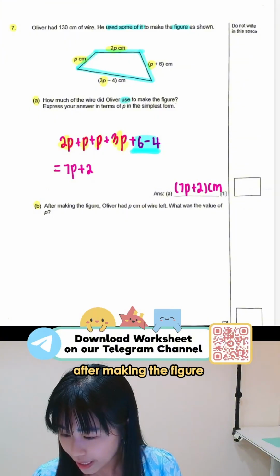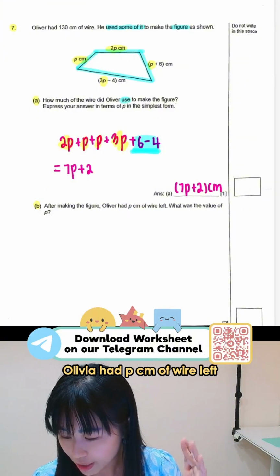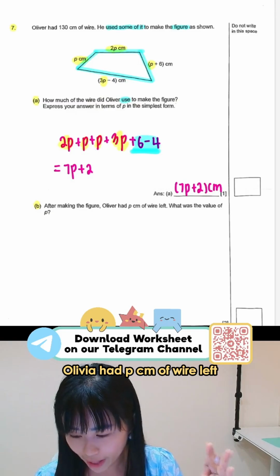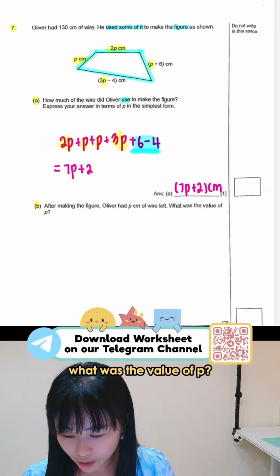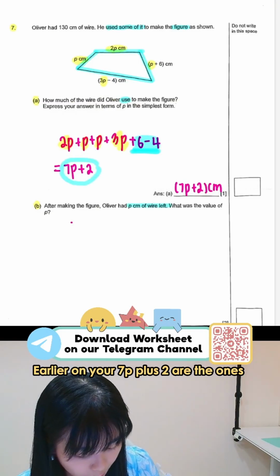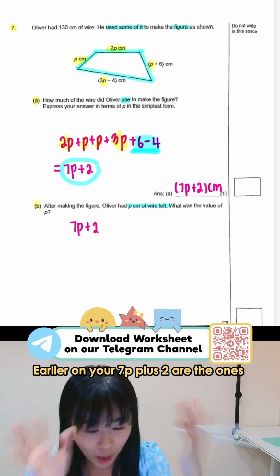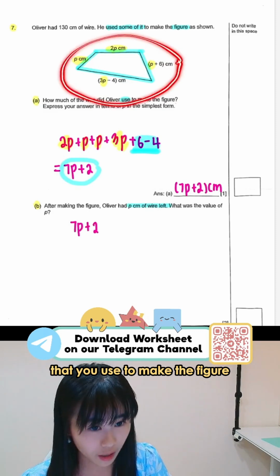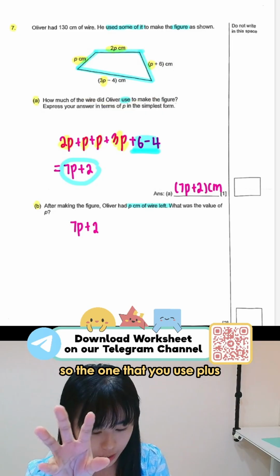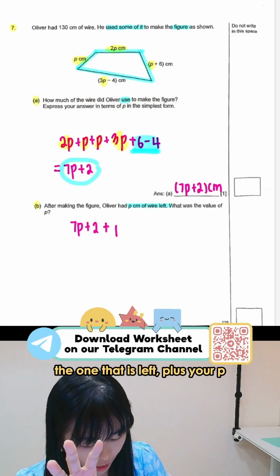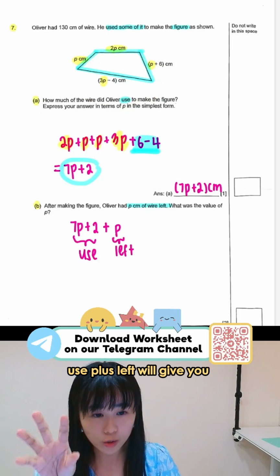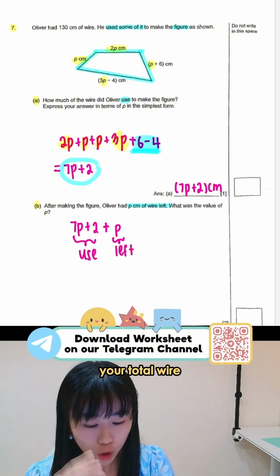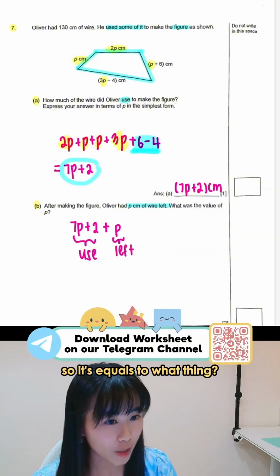Now, part B. After making the figure, Olivia had p cm of wire left. What was the value of p? Okay, earlier on, your 7p plus 2 is the amount that you use to make the figure. So the one that you use plus the one that is left, your p, use plus left will give you your total wire. So it equals to what thing?